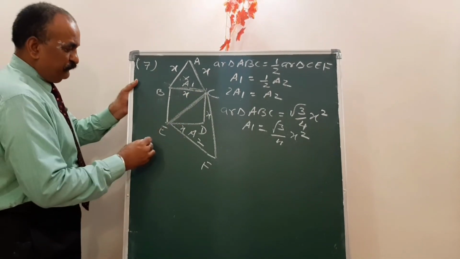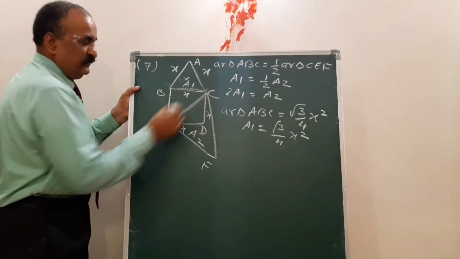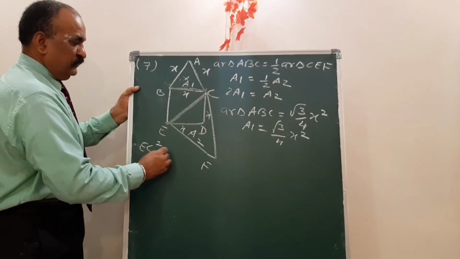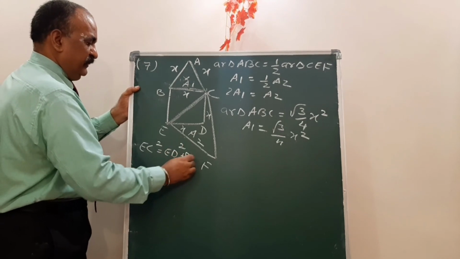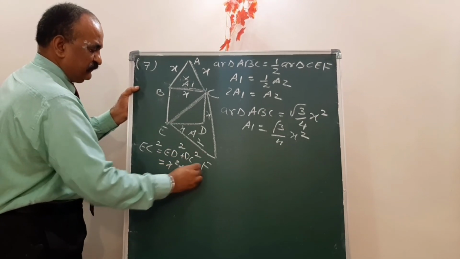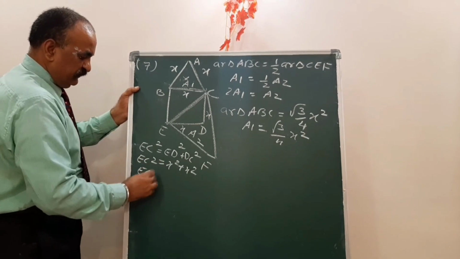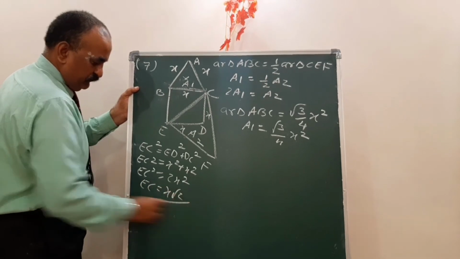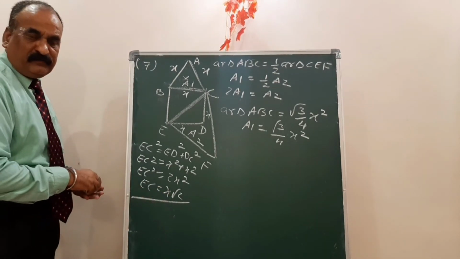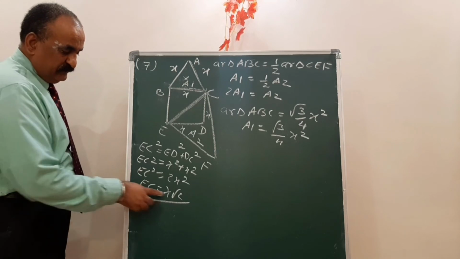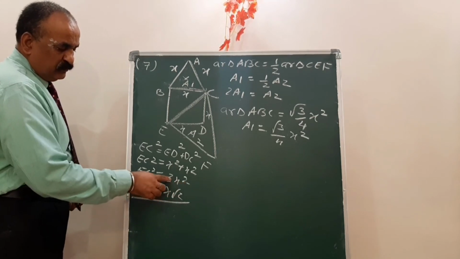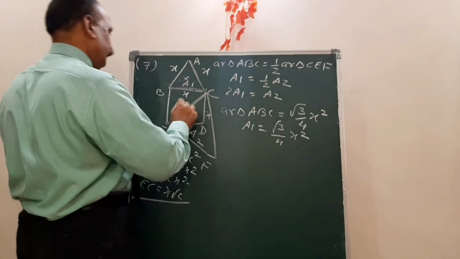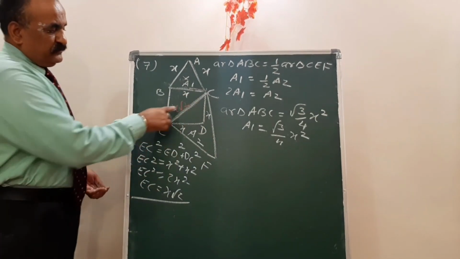तो डायगोनल कैसे निकालोगे? इन ट्रायंगल EDC, EC स्क्वायर इज इक्वल टू ED स्क्वायर प्लस DC स्क्वायर. यानी हो गया आपका x स्क्वायर प्लस x स्क्वायर. तो EC स्क्वायर इज इक्वल टू 2x स्क्वायर. तो EC इज इक्वल टू x√2. ये रहा EC. स्क्वायर रूट ऑफ x स्क्वायर इज x, 2 का नहीं निकलता तो √2. तो इस ट्रायंगल की साइड कितनी हो गई? x√2. इस ट्रायंगल की साइड हो गई x√2.